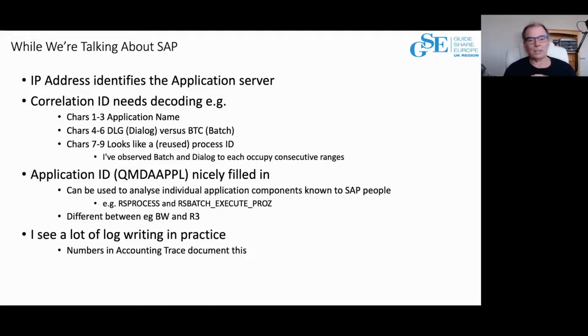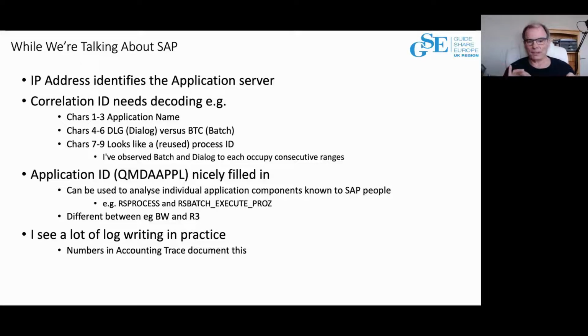So in the recent engagement, we basically looked at dialogue work versus batch work to look at it driving the transaction rate by time of day, to look at it driving logging by time of day, and various other things. So that's quite a nice thing you can do if you've got SAP on your hands, is to separate dialogue work from batch work. And the final 3 characters of the 9 basically look like a reused process ID, which gives you a bit of tourist information, but that's about all it does.